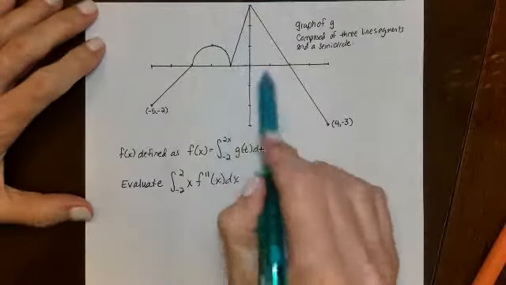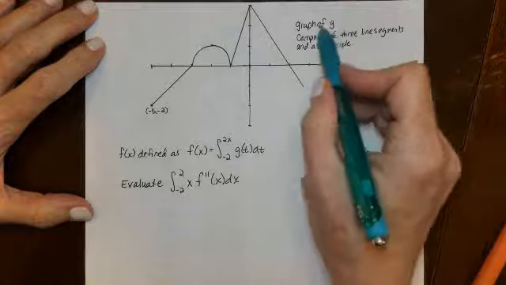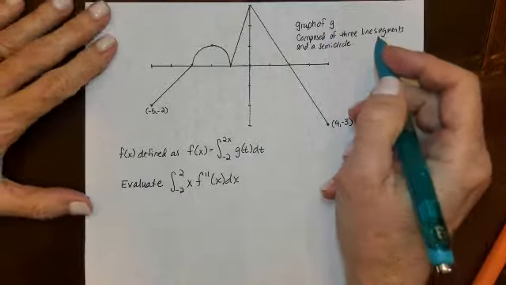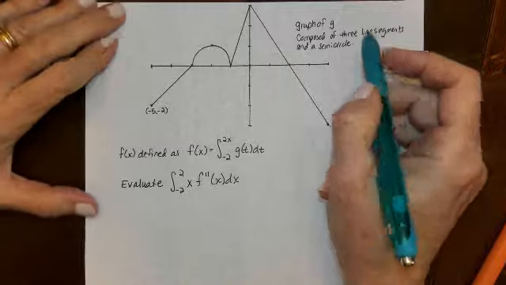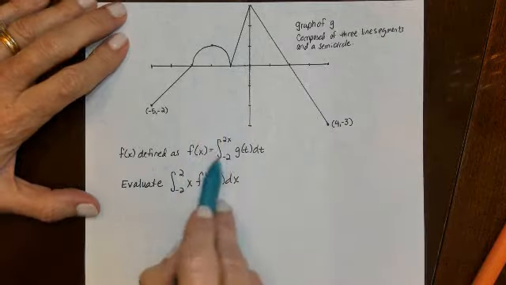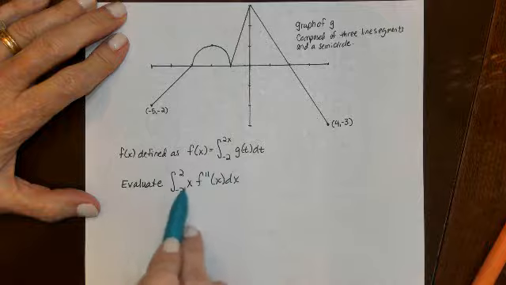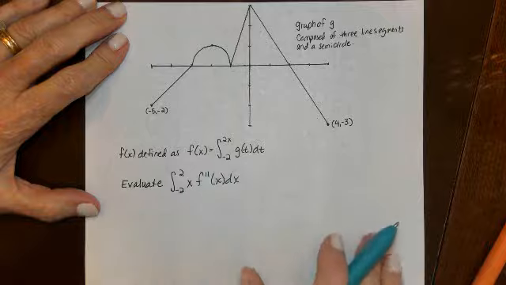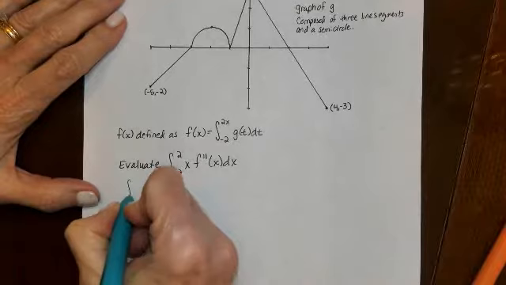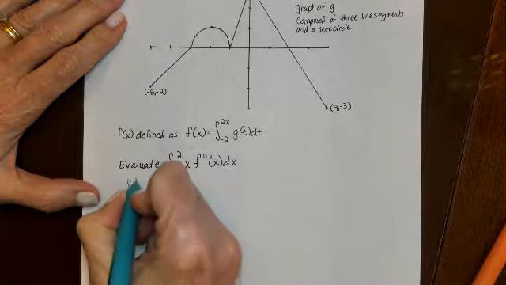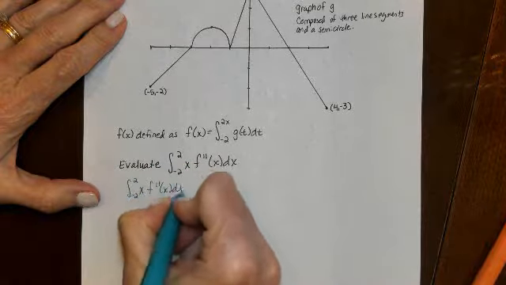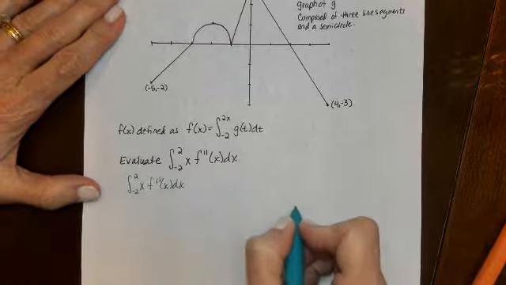Okay, so there's a graph of, this time I called it the graph of G, just to change things up, not get too locked into where I have my f and where I have my g. And then I said that f is defined as this function, and I want to evaluate this integral. So if we want to evaluate that integral, which we do, I need to use by parts on that.